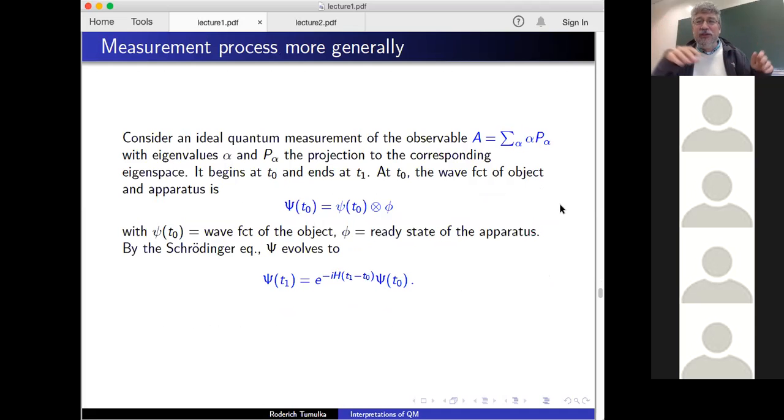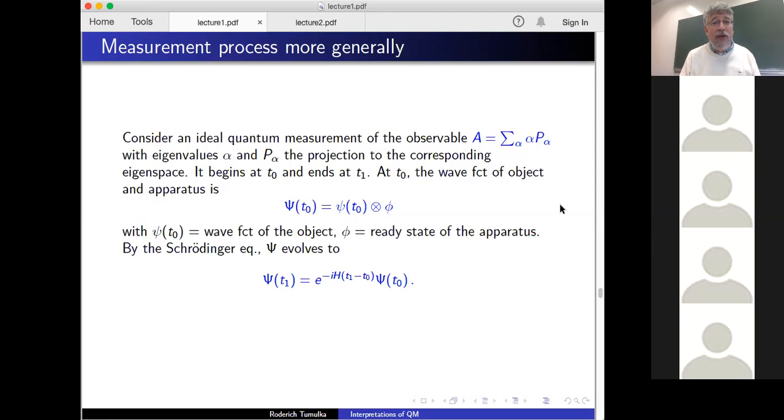Let's look at a somewhat more general state, not position, but an arbitrary observable. Okay, consider an ideal quantum measurement of the observable A, arbitrary, self-adjoint, but let's say with discrete spectrum. So alpha are the eigenvalues, P alpha the projections. Now let's say the measurement process begins at time t0 and ends at time t1.